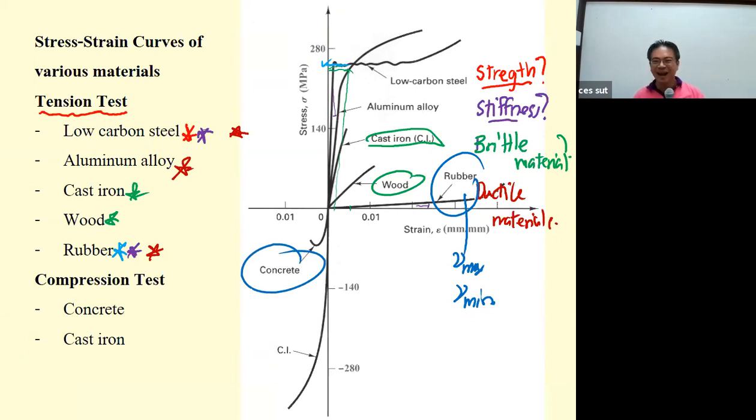Okay. There are a lot of questions that I may ask you. I may also ask you about the definitions. What is the definition of strength? What is the definition of stiffness? What is the definition of brittle material? Those kinds of things. I would like you guys to go back and review them.